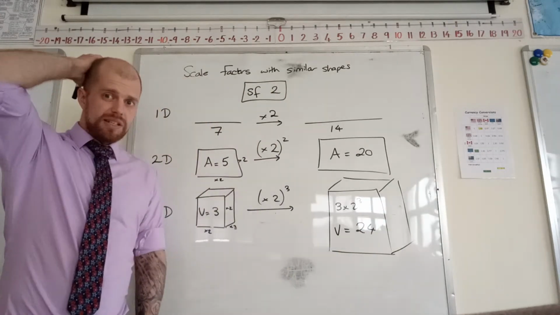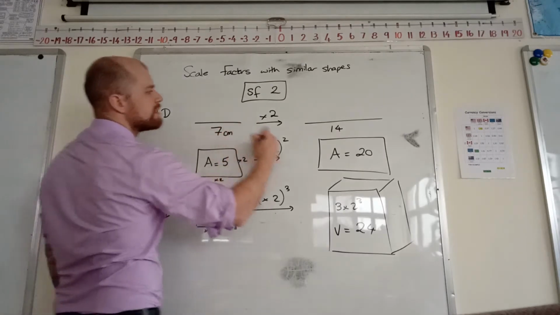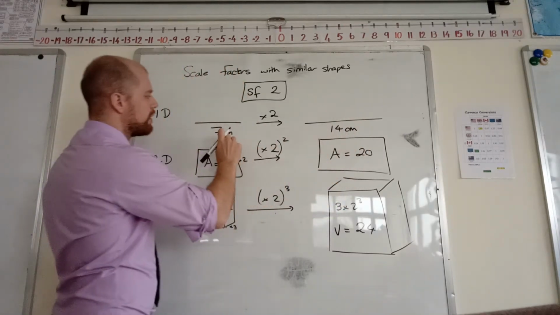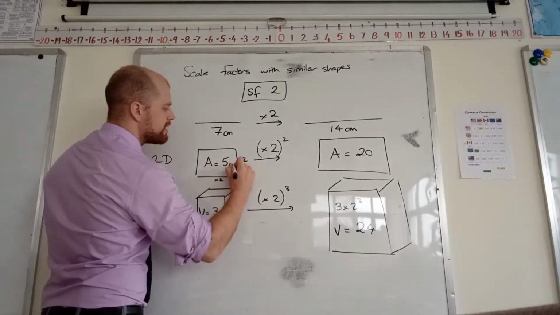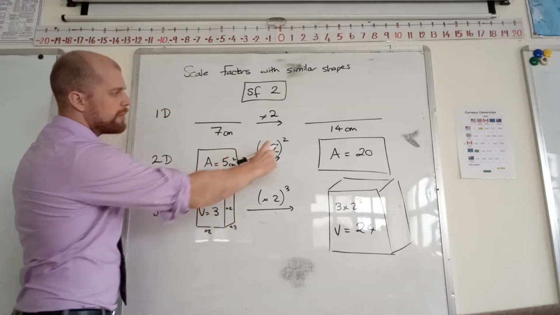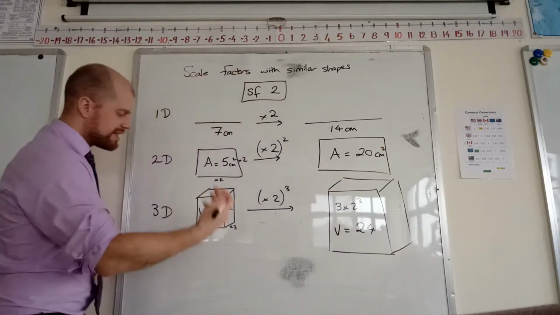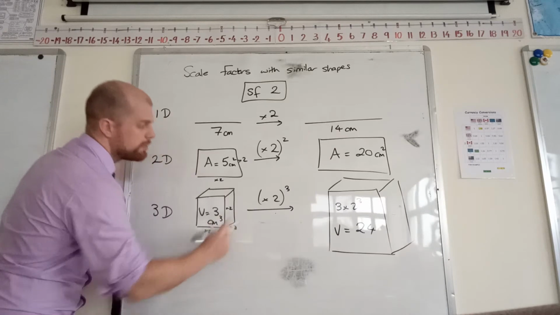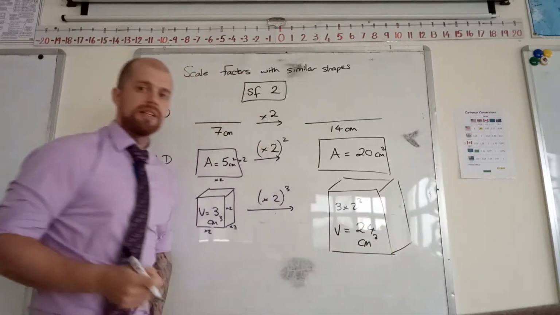Now, the easiest way to remember this, I think, is using the units. This is centimetres. So you're only going to have one length, so you're just doubling it once. This is centimetres squared. Now, because it's squared, we're going to square the scale factor. So it's also centimetres squared. Same argument here, centimetres cubed. I'm going to cube the scale factor, so my units as well are centimetres cubed.